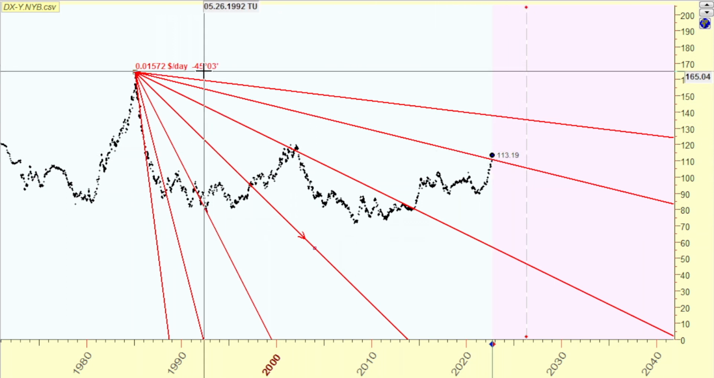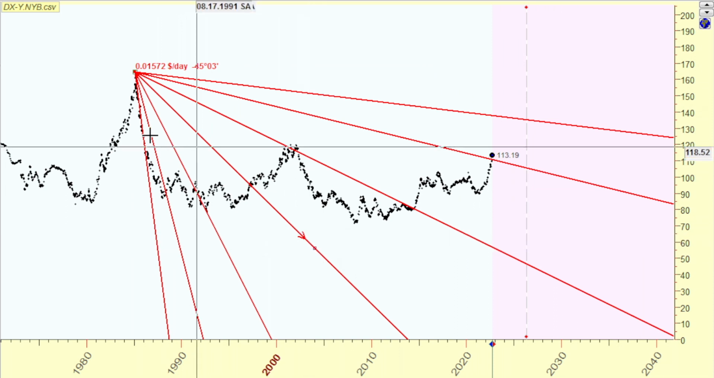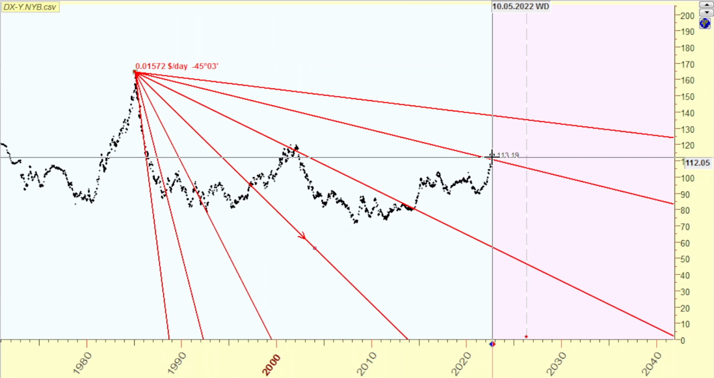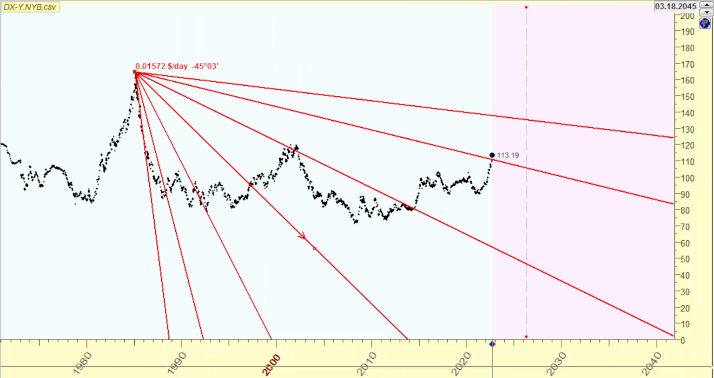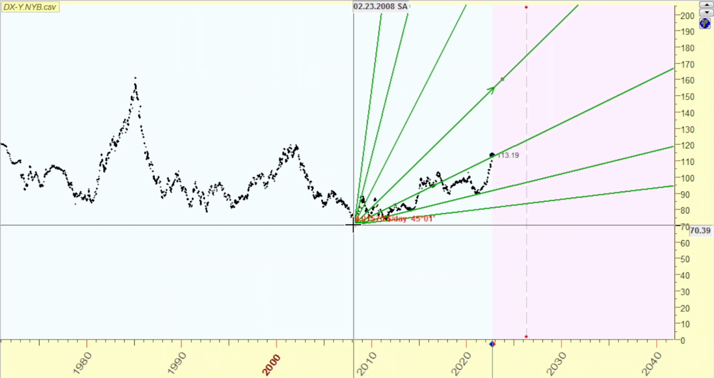And this is a 45 degrees. So this is not just randomly putting this angle anywhere. This is from this high 45 degrees down. This is the 1x4. So we take that off and add a 45 degree from the low here of 2008, which was like $70 and change.